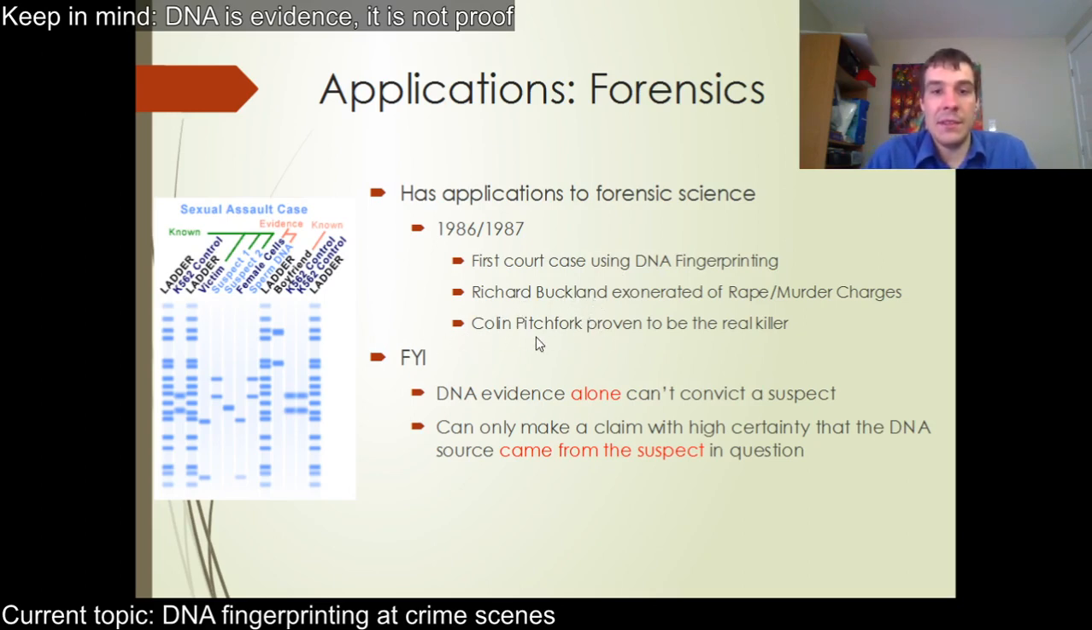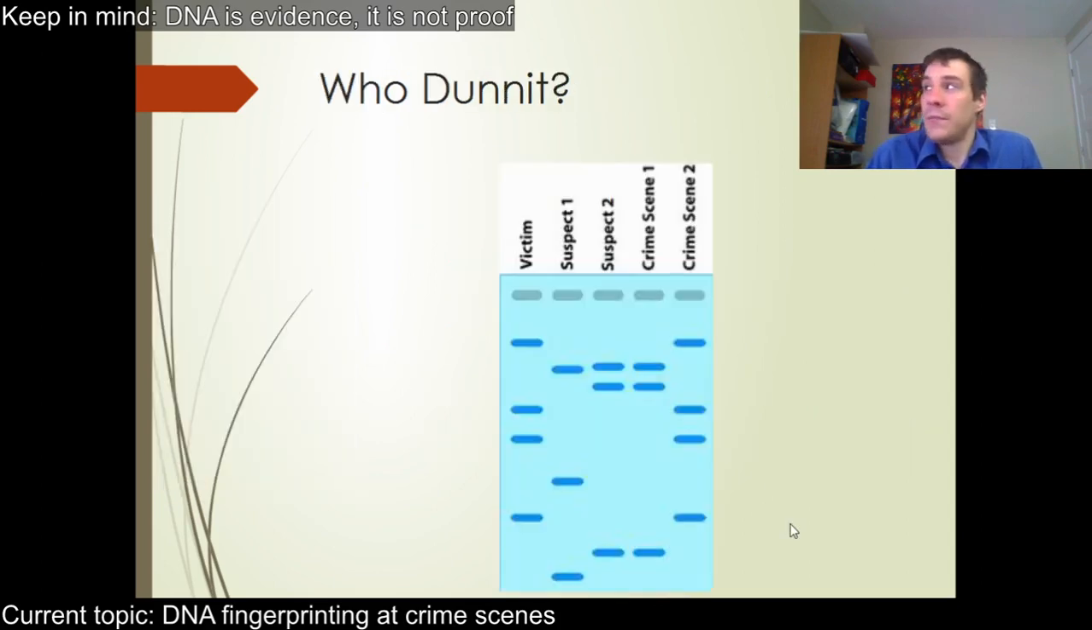The first person to ever be declared innocent because of DNA was this guy Richard Buckland, and this other guy was, can't say proven, because again DNA is evidence, it's not proof. But along with other means, motive, opportunity stuff, this guy Colin Pitchfork was proven to be the real killer. So that's the thing. DNA is evidence; it is not proof. With that in mind, let's play whodunit.